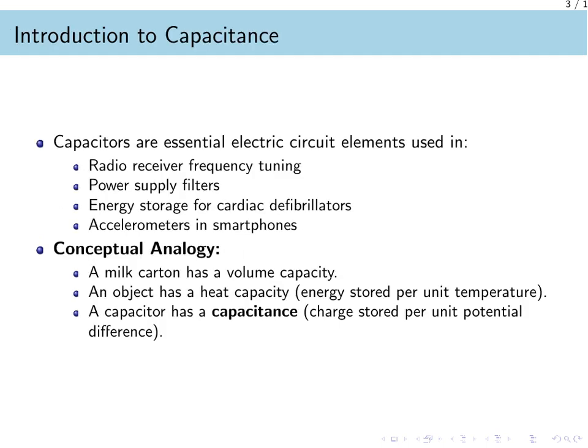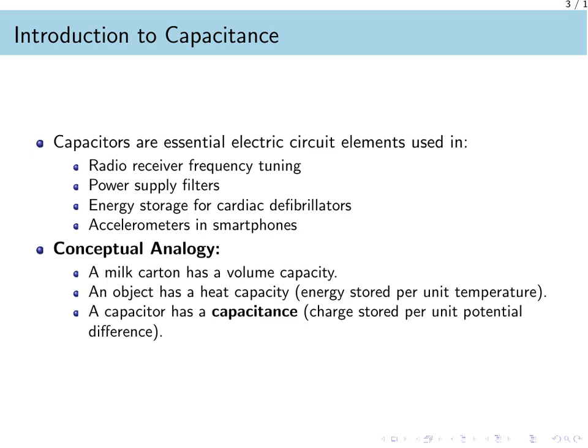Capacitors are incredibly versatile components found in a wide range of modern electronics. You will find them in radio receivers where they help tune into specific frequencies, or in power supplies where they act as filters to smooth out electrical signals. They are also vital for rapid energy release, such as in cardiac defibrillators, and play a role in the tiny accelerometers inside your smartphone that detect orientation.